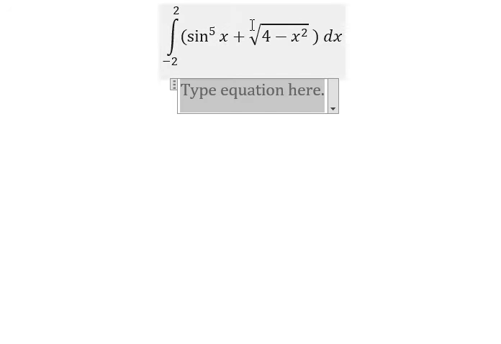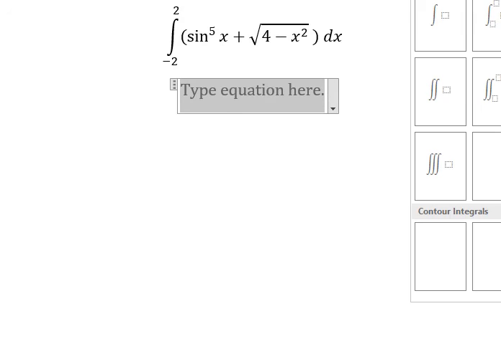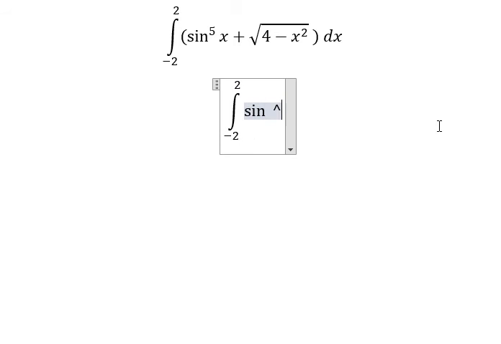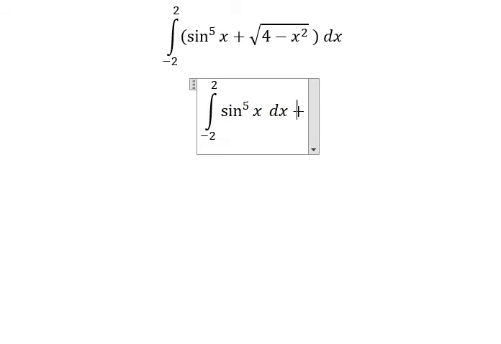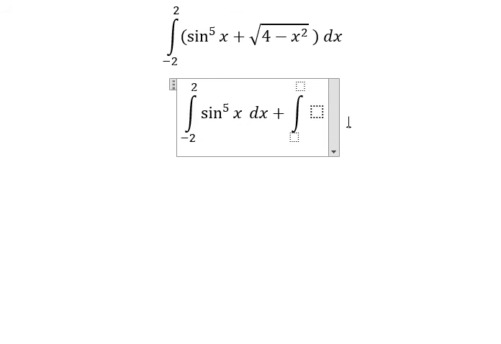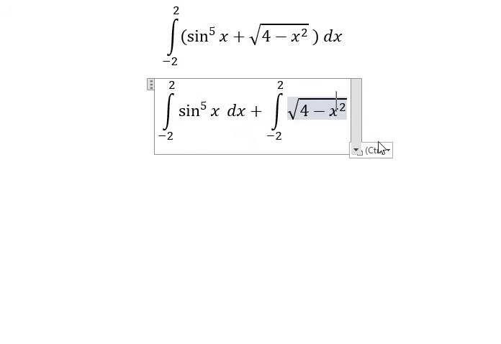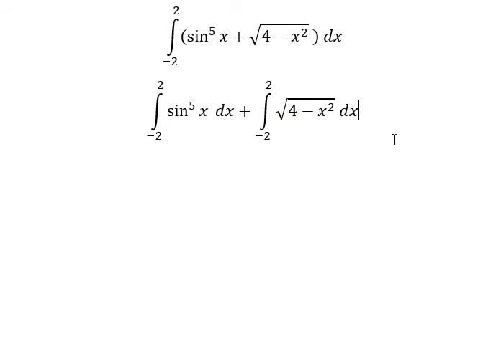We need to divide this function into two integrals. The first one is the integral from negative 2 to positive 2 of sine s to the power of 5 ds. And the second one is the integral from negative 2 to positive 2 of this one in here ds.